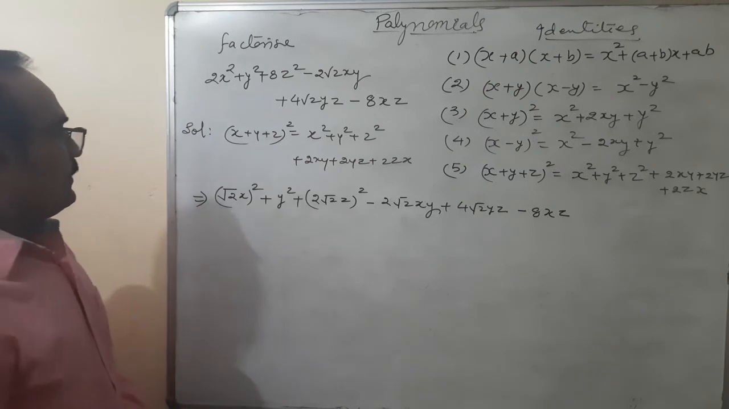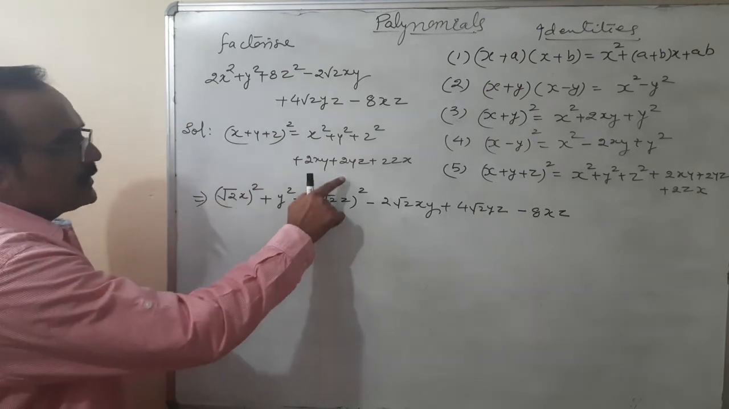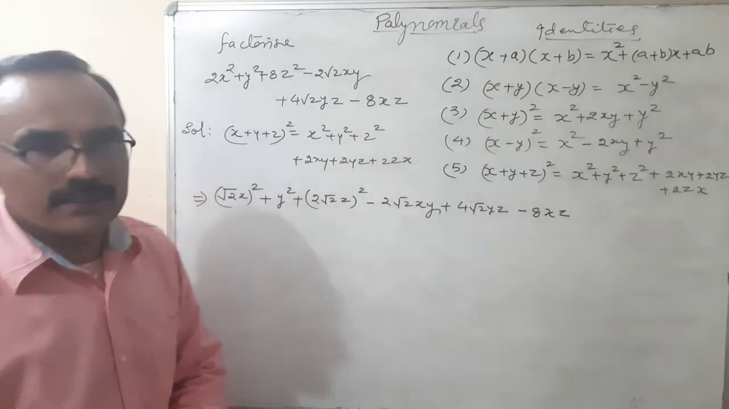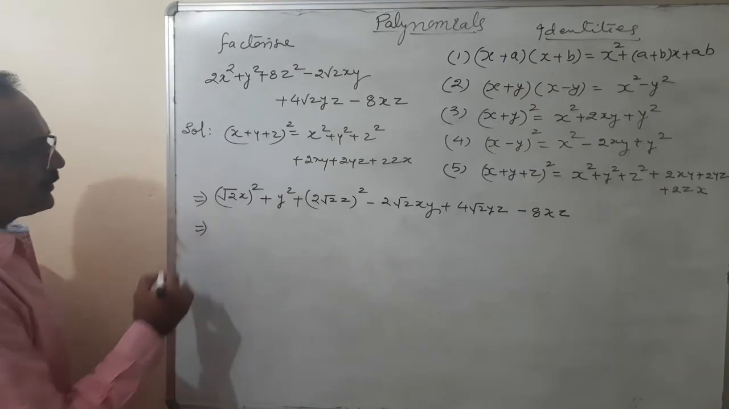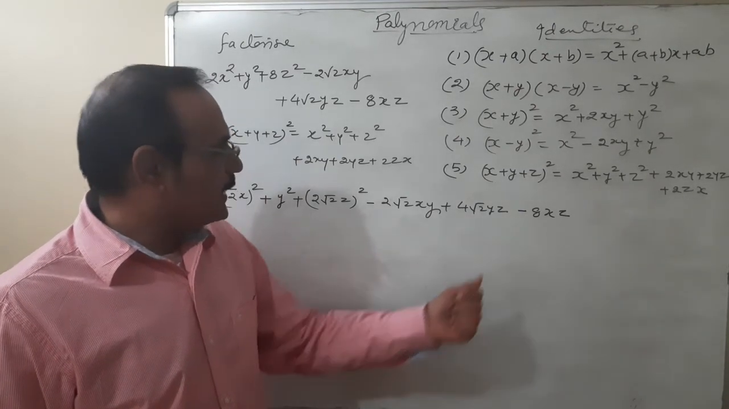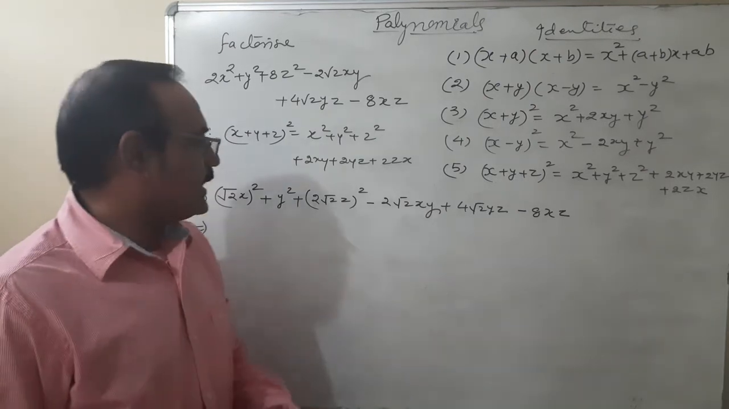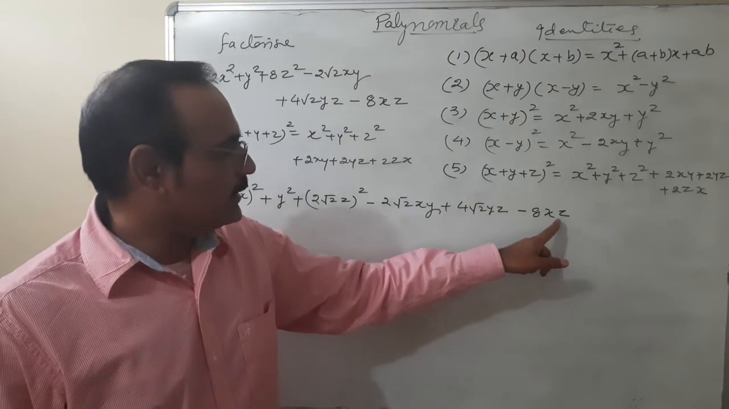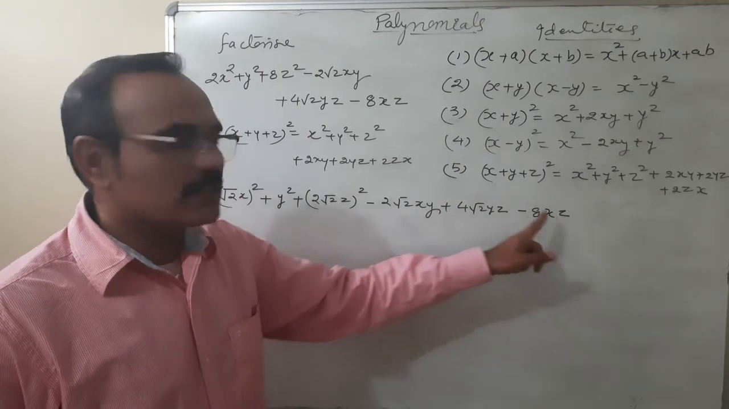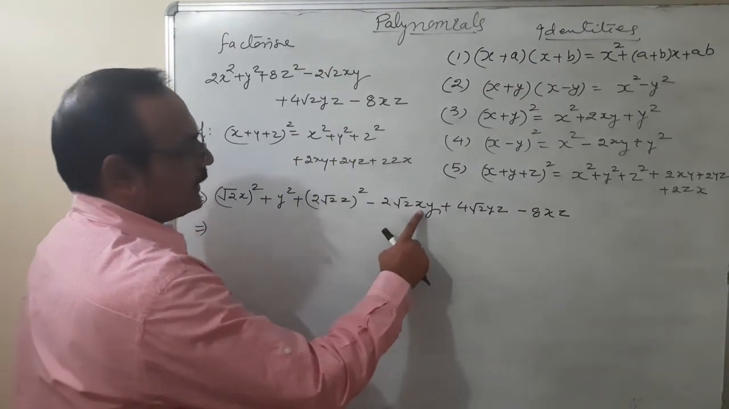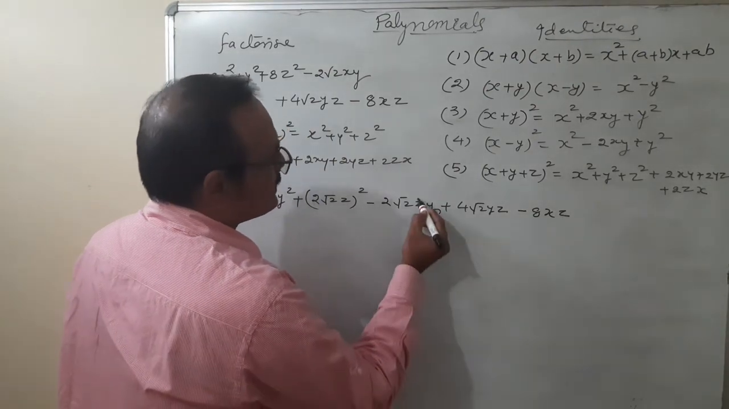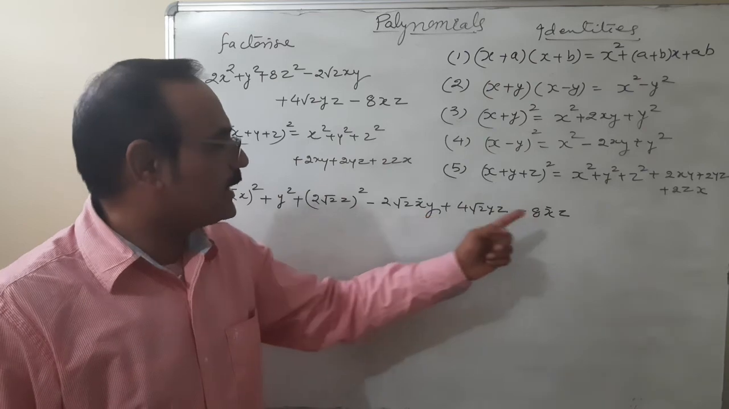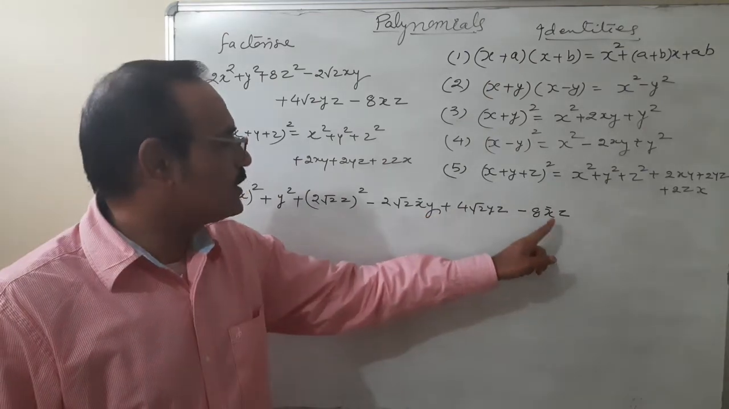Is it okay? a square plus b square plus c square plus 2ab plus 2bc plus 2ca, or we can write xy plus yz plus zx, anything. But here the problem is, if I analyze these terms, 2 root 2 xy is negative and 8xz is negative. These two terms are negative. That means in xy and xz, one variable is common, that is x. So the terms having xy and xz are negative, and out of these two terms x is common.